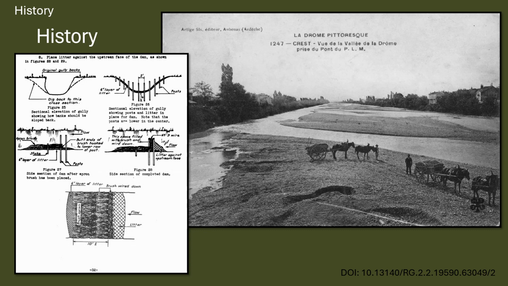This diagram on the left is a schematic from 1934. I hope you keep it in mind. On the right is a postcard depicting gravel harvesting from over a century ago on a beautiful multi-threaded river.